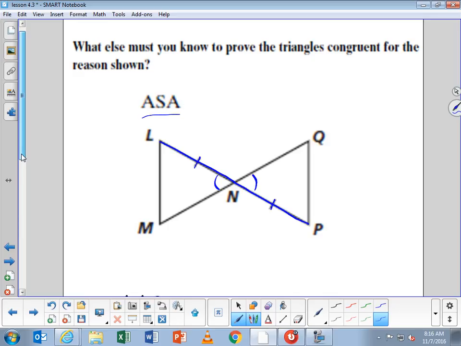How do I name them, Paul? MNL and QNP. So angle MNL is congruent to angle QNP. I agree with that. Very good. So we already know that. And so they want us to use angle, side, angle. So what's the significance with angle, side, angle? What's important to know about angle, side, angle?